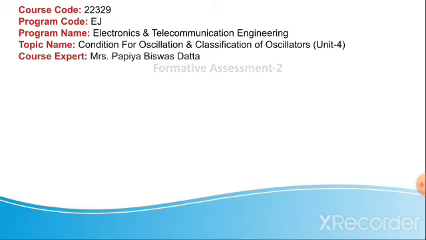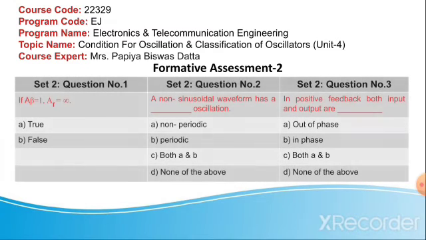Now let's take a minute and try to answer these questions. If A beta equal to 1 in the equation A upon 1 minus A beta, then what will be the value of AF? The value is given as infinity, whether it is true or false. A non-sinusoidal waveform has a periodic oscillation, and in positive feedback both input and output are what?